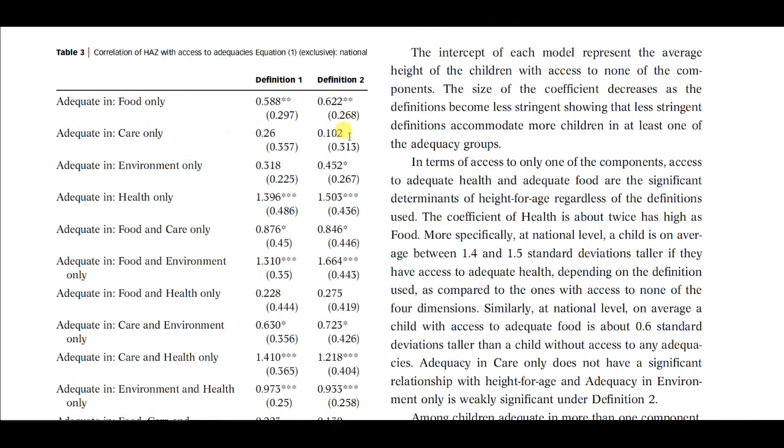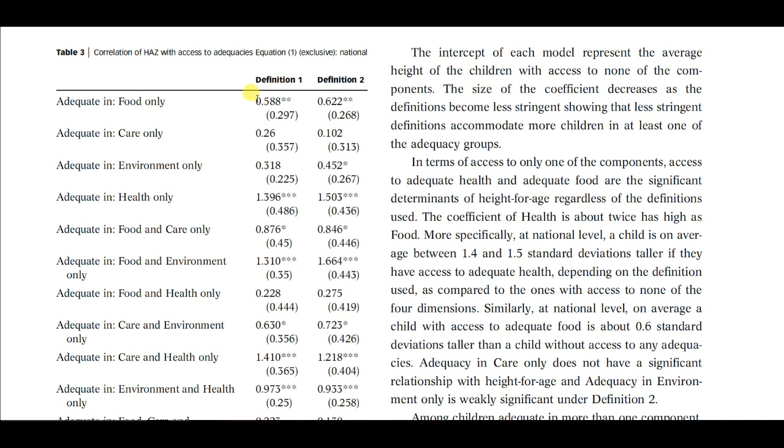So adequate care was insignificant, meaning that the way we define it, it doesn't mean that care is not important. It means that the way we define it, it does not have an impact on child height. It is quite possible that when we exclude everything else, this will become significant. But since all these dimensions are so much related to each other, if a child is good in food, it means that the mother is taking care of him or her. This is why the component of care is already captured by food.